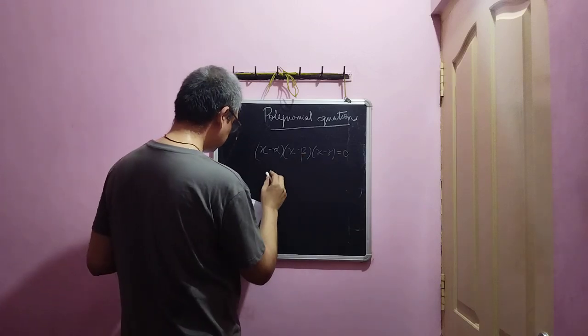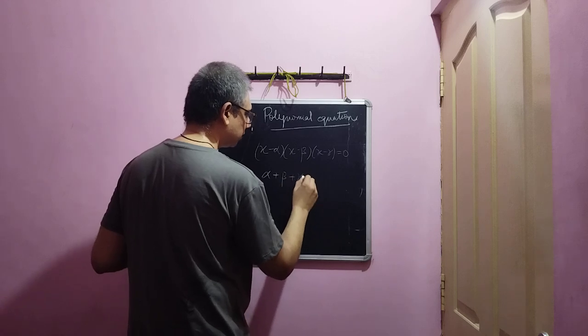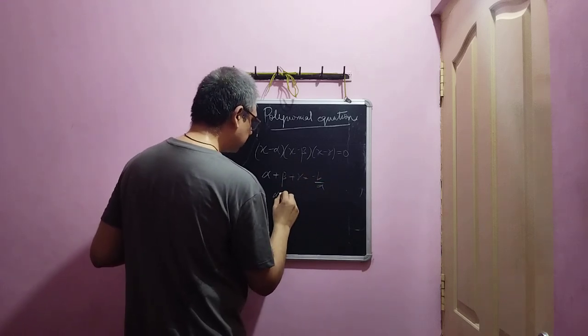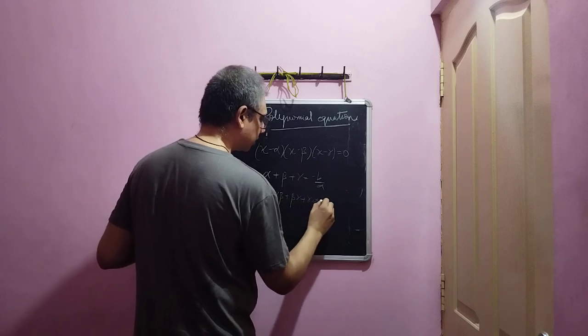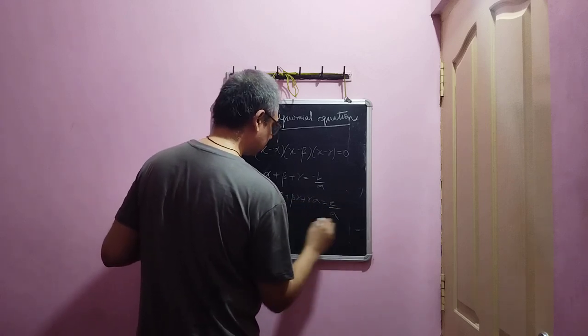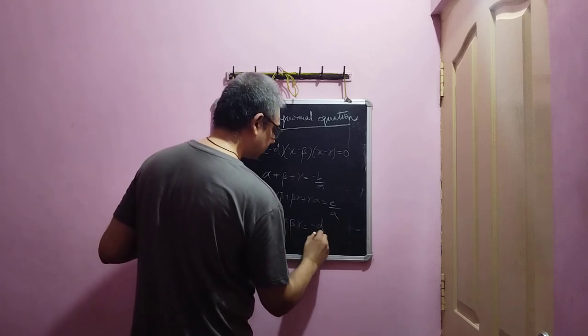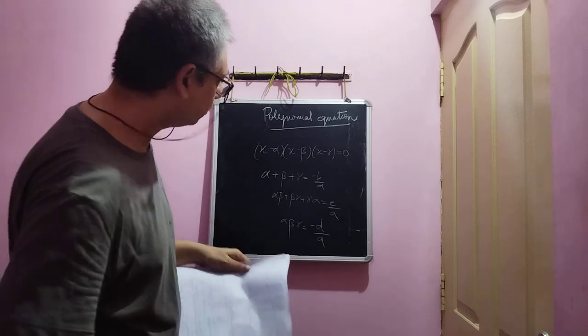For this cubic equation, we have the usual thing: alpha plus beta plus gamma equals minus b by a, alpha beta plus beta gamma plus gamma alpha equals c by a, and alpha beta gamma equals minus d by a. So this is the original set.